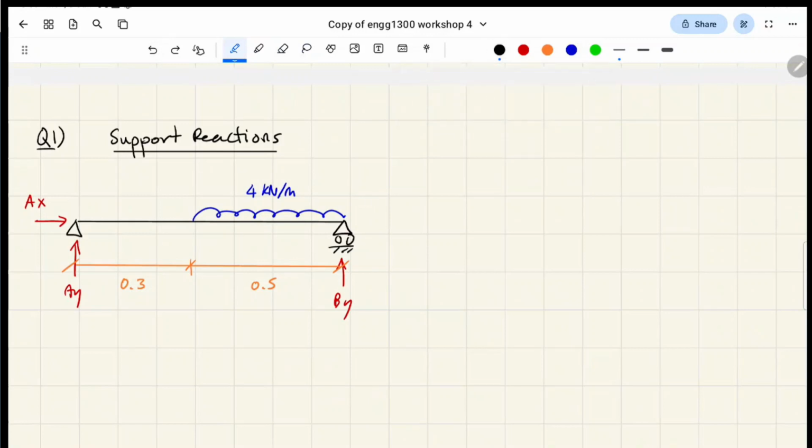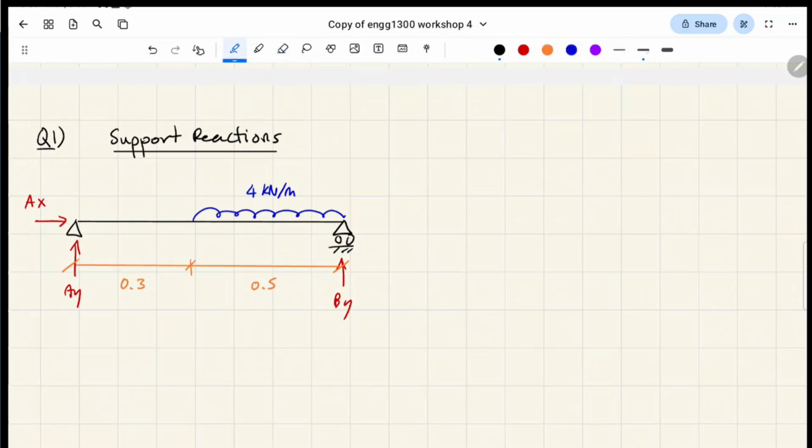So we have our uniformly distributed load, but it doesn't act over the entire simply supported beam. Actually, there's two ways you can do it. One way is to pre-calculate the resultant load and then pretend that the uniformly distributed load isn't there. But how I like to do it is just in one step. So it'll look like this.